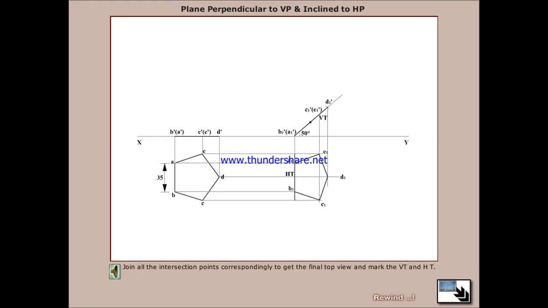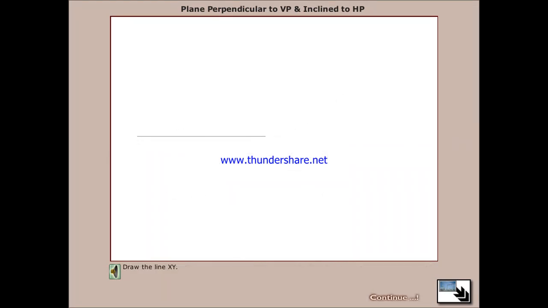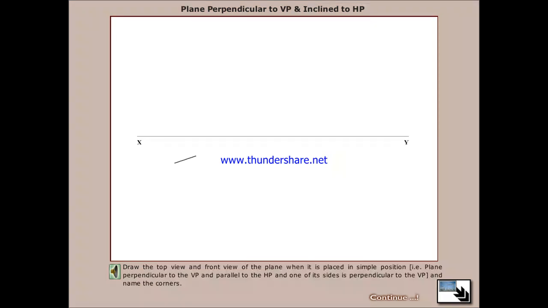Once again. Draw the line XY. Draw the top view and the front view of the plane when it is placed in simple position, that is, plane perpendicular to the VP and parallel to the HP, and one of its sides is perpendicular to the VP, and name the corners.